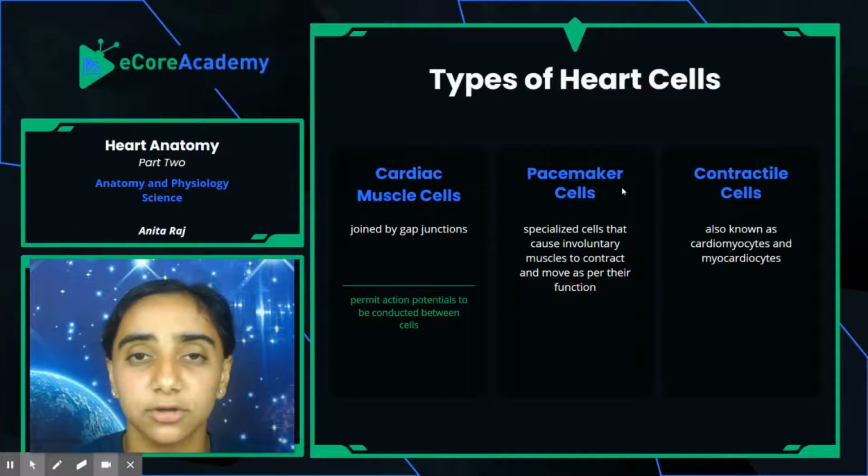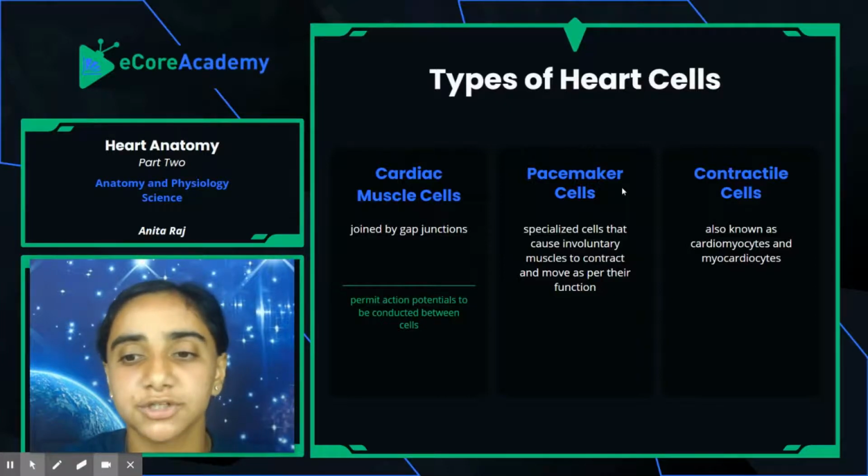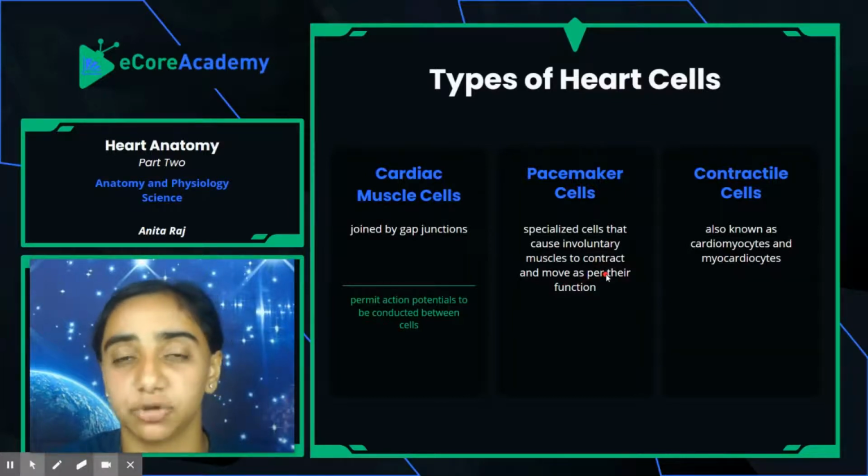And the SA node is located at the beginning of the conducting system, which means these pacemaker cells begin the electrical current that goes through your heart to make it squeeze and relax and do all those functions. So these are specialized cells that cause involuntary muscles to contract and move as per their function. So they help our involuntary heart muscles, which function on our own without us consciously making our hearts beat, to contract and move as they need to keep our systems and our bodies going.